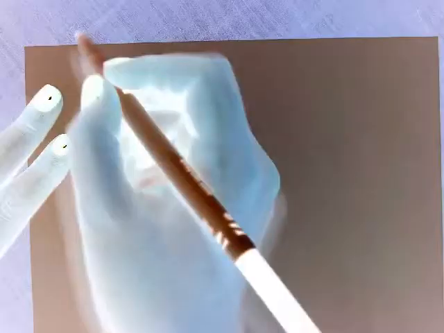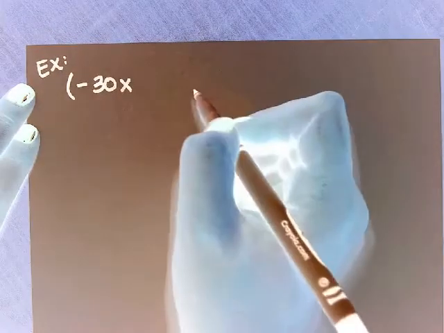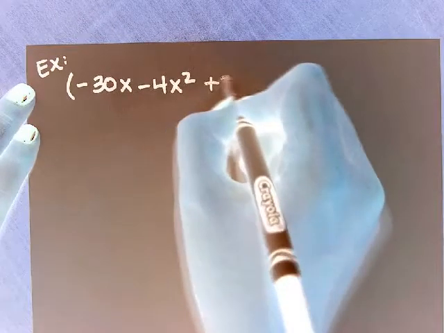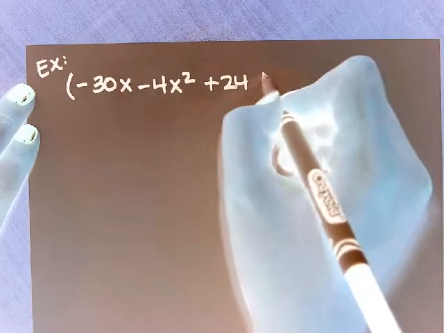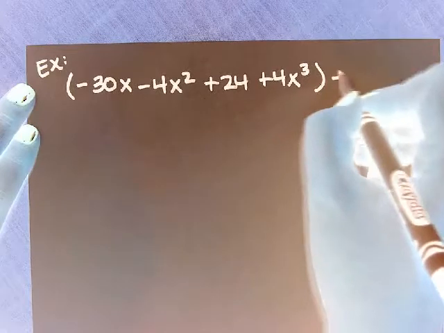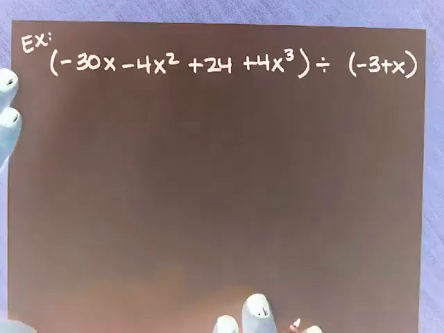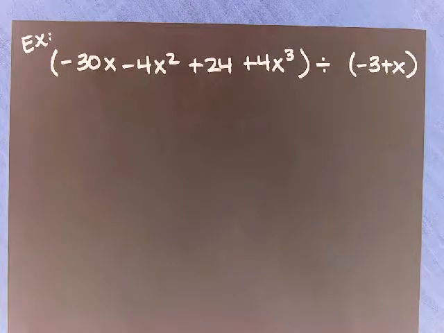Okay, let's try this one. We're going to do negative 30x minus 4x squared plus 24 plus 4x to the third divided by negative 3 plus x. So that's not as bad. The other one went up to the 5th power. This one only goes up to the 3rd. All right, go ahead and set up the problem. So don't say it out loud, just set it up.